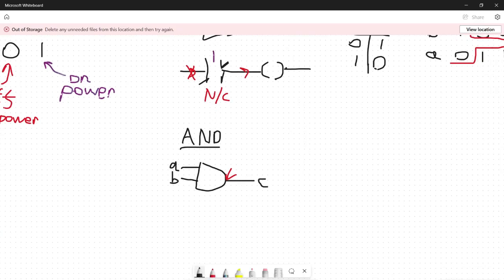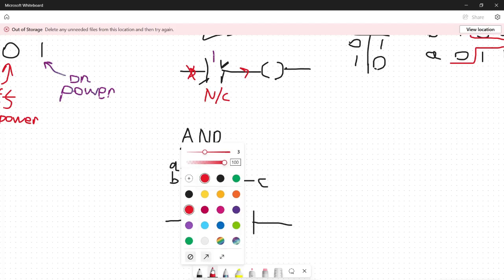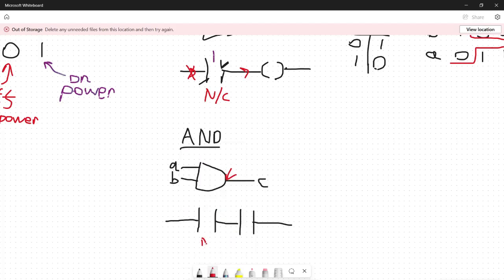And when we go to actually think about this, we need a circuit that requires event A to be on and event B to be on to give an output of on C. Because A and B need to happen. So when we go back to thinking about circuits, that means they have to both be in series. And instead of being normally closed, these are normally open.